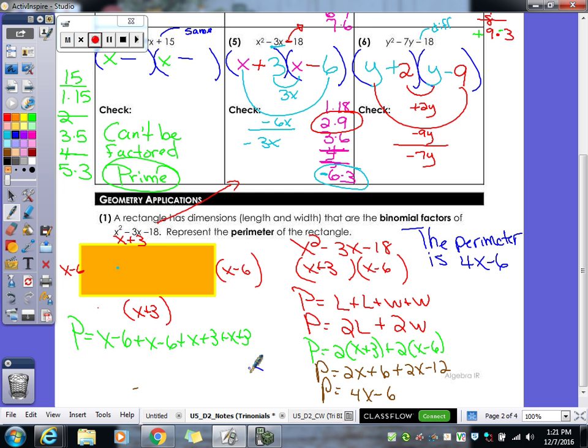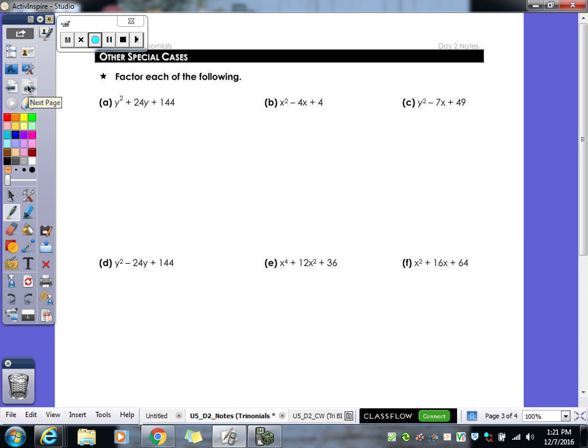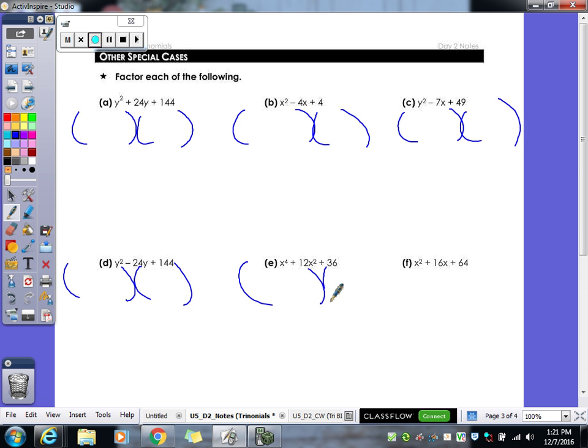All right, one more page and we're done. Now, there's a pattern on this one. We're going to do all these, girls. We're going to do all these, and then we're going to discover what the pattern is. All right? Now, these are all factoring, trinomial factors, so we're going to use 2 parentheses. So go ahead and put 2 parentheses on each of them.